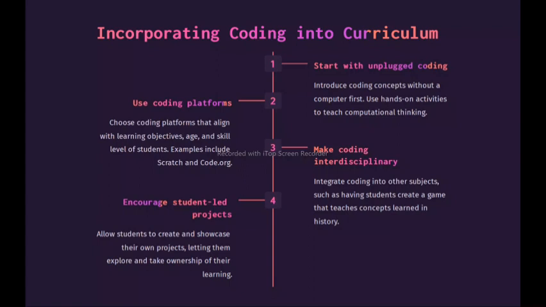These are the 4 ways to incorporate coding into your curriculum. First, you start with unplugged coding, that is coding without a computer. Teach them the theory first, then choose a coding platform, then make coding interdisciplinary. That is, it is not based on a particular subject alone. You make it enjoyable throughout all the stuff they are doing. And number 4 is that you try as much as possible to make the students create projects that they can explore and take ownership of.